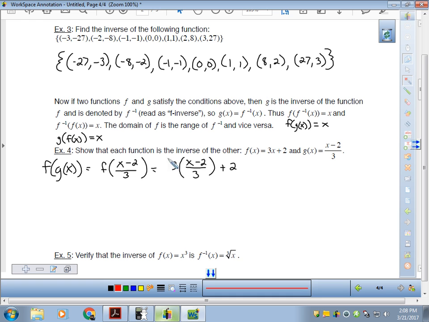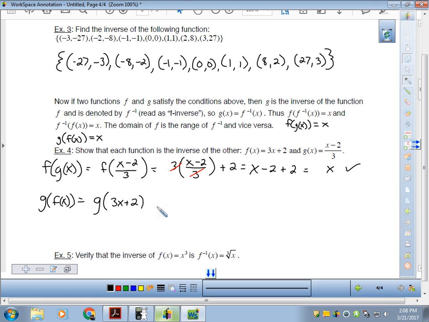Now the first thing that can happen here is this 3 and this 3 can cancel out. So we end up with x minus 2 plus 2. And then the minus 2 and the plus 2 cancel out, and so we just get x. Since we just got x, that's a good sign that these two functions are inverses of each other. Then we want to do the other composition, g of f of x. f of x is 3x plus 2, so fill that in there.